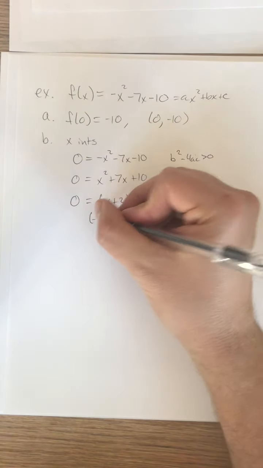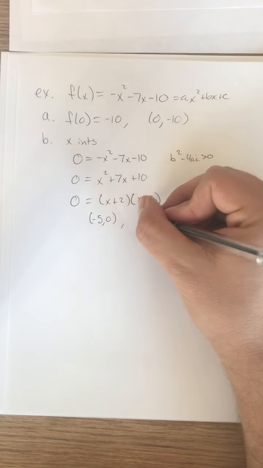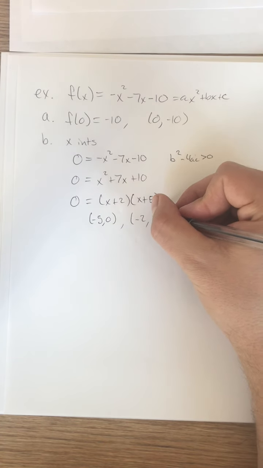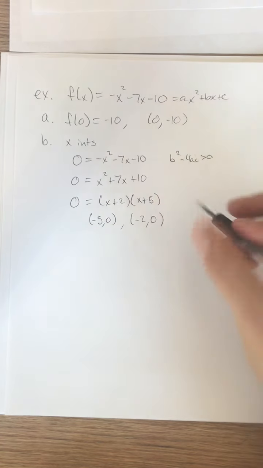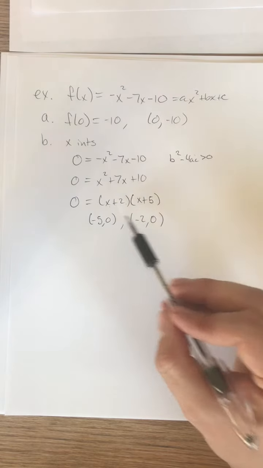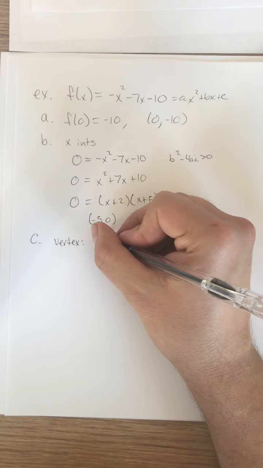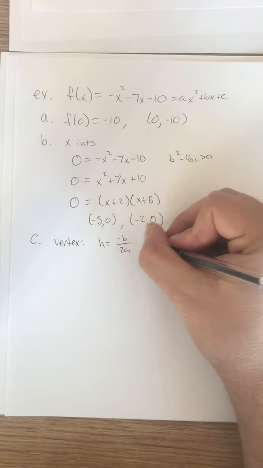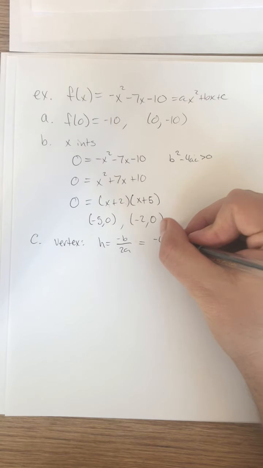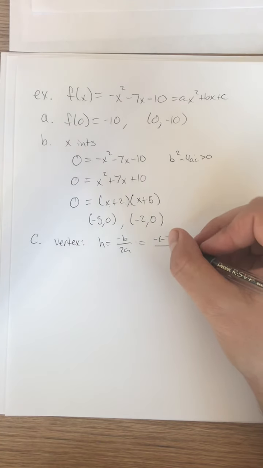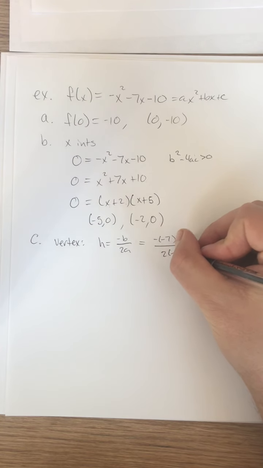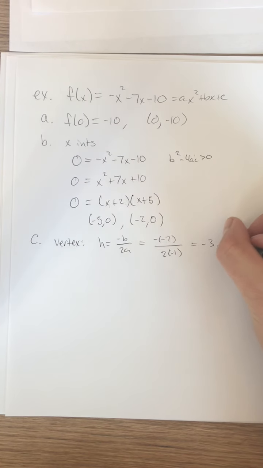So we have x-intercepts at negative 5, 0, and negative 2, 0. So negative 5, substitute negative 5 in right here, and you get 0. Substitute negative 2 in right here, and you get 0. So these two ordered pairs are where the x-intercepts are. And let's do the vertex. So the vertex is negative b over 2a for the x-coordinate. So negative of negative 7 over 2 times negative 1, which is negative 3.5.